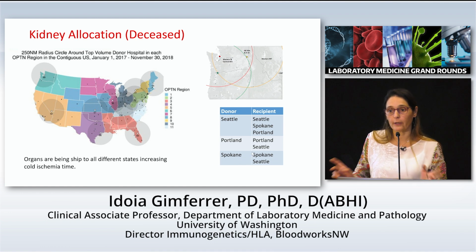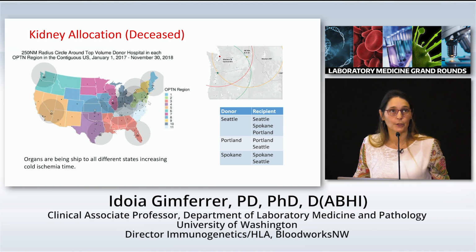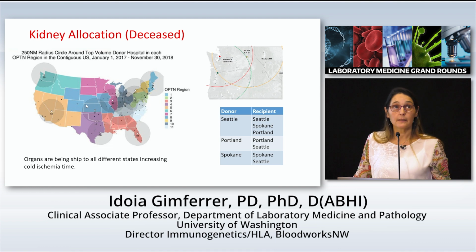Portland and Spokane are too far away, outside of the 250. But you can see in the East Coast how competitive this is. There are too many transplant centers too close together, so there is much fair competition for the organs. But if you don't have a recipient in that 250, you ship the organ to the other states. So we constantly are shipping organs to the different areas, flying them in regular flights.